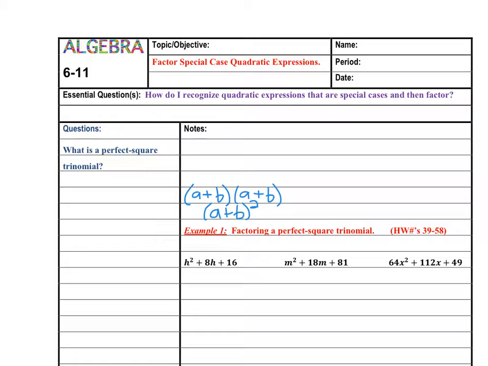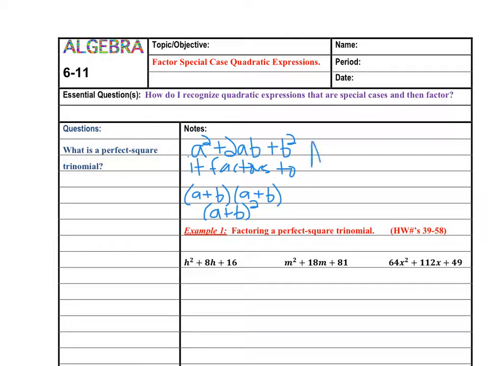It'll factor automatically into this if when you start, it looks like a squared plus 2ab plus b squared. So if you see a pattern that looks like that, a squared plus 2ab plus b squared, I'm going to say it factors to a plus b times a plus b, or a plus b squared automatically.